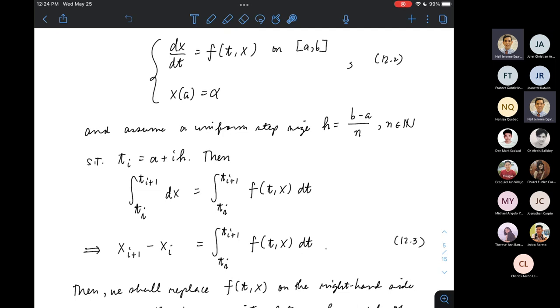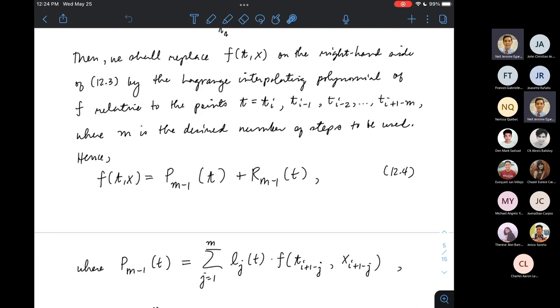So sana natatandaan niyo pa kung paano mag-compute ng Lagrange interpolating polynomial, ano? Kaya hindi pwedeng kinakalimutan talaga yung mga natutunan na natin before. So pwede niyong halukayin uli yung program ko para sa Lagrange, ano?